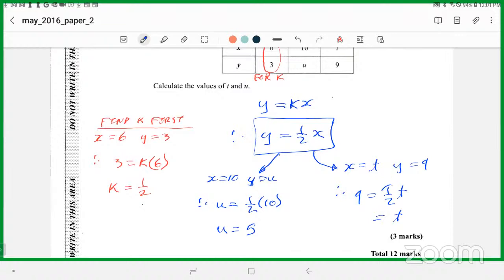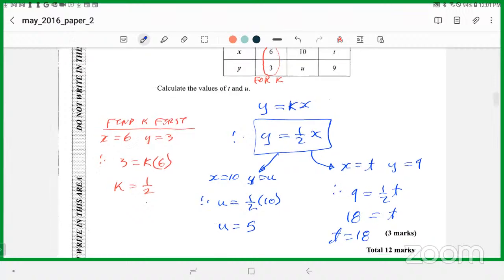Now everybody knows that half of 18 is 9. So any way you want to look at it, t is equal to 18, as I've said. So those are my answers. u is 5, t is 18. Nice and easy one, this one. Nice and easy, simple, straightforward.